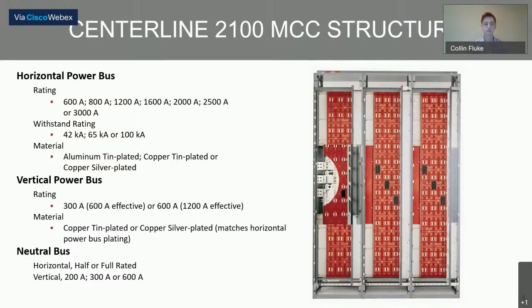Now in each section, there's a vertical power bus. This vertical power bus takes power from the horizontal bus and distributes it vertically, up and down from the centerline bus. These ratings come in an effective 300 or 600 amp rating. We'll explore that a little further on the next slide. We also have an optional neutral bus. This can be half rated or fully rated in the MCC.